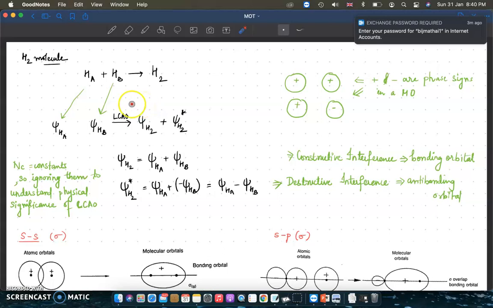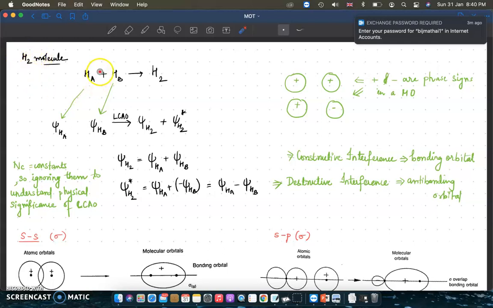Hello everyone. So let us continue our discussion on molecular orbital theory. Previously I talked in general about how the atomic orbitals are combined to form molecular orbitals in a hypothetical AB molecule. So we tried to define how we are able to find the wave function for a molecular orbital. Today we are going to look into a real example. So we'll take the H2 molecule.